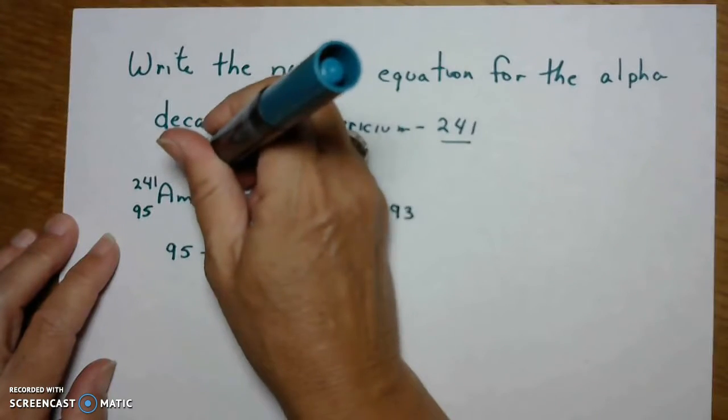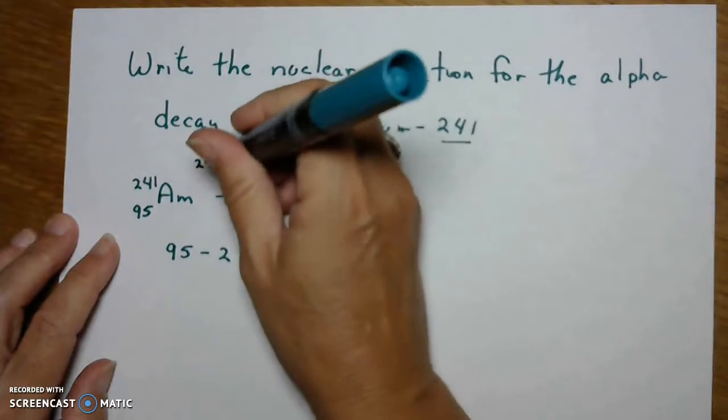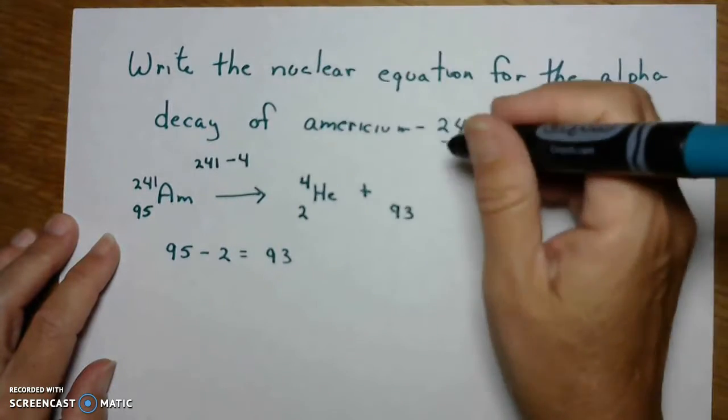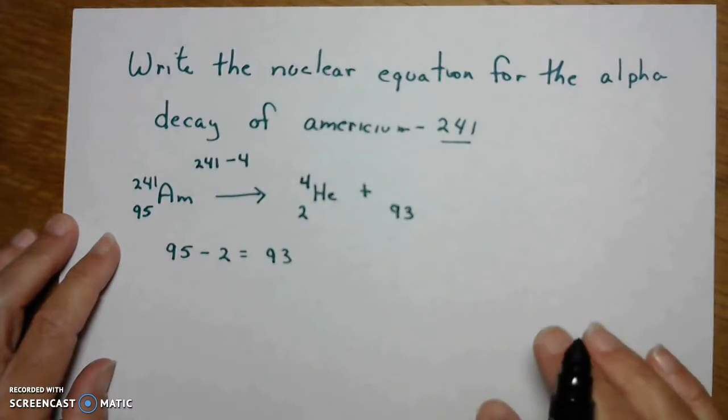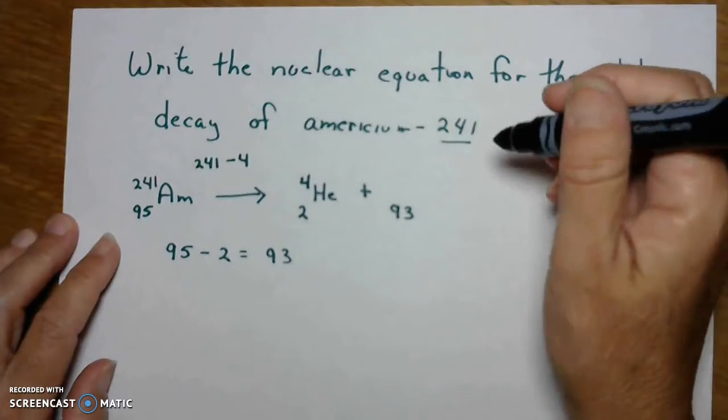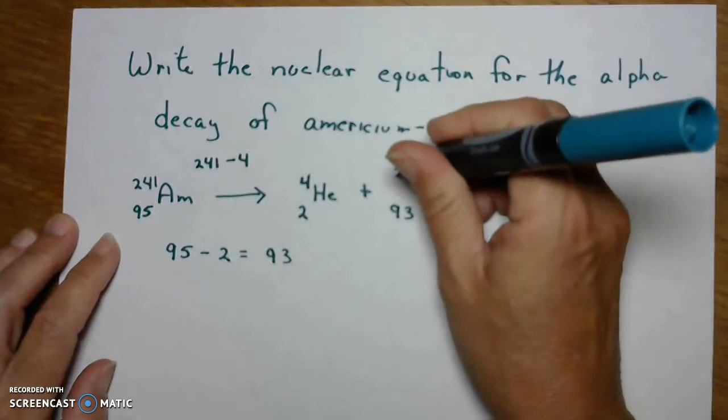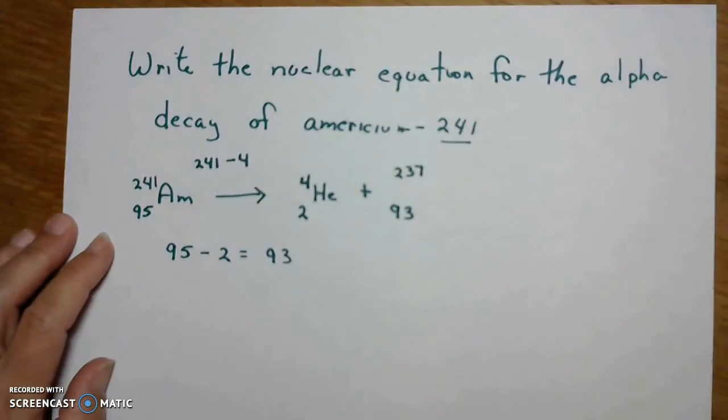We've got 241 minus 4, and that's going to give us a mass number of 237.